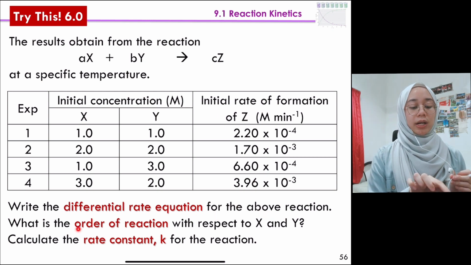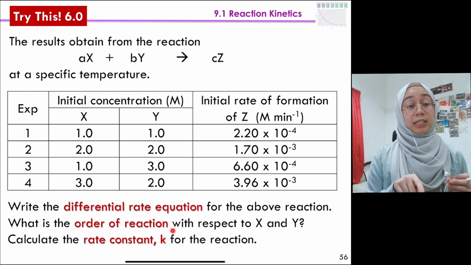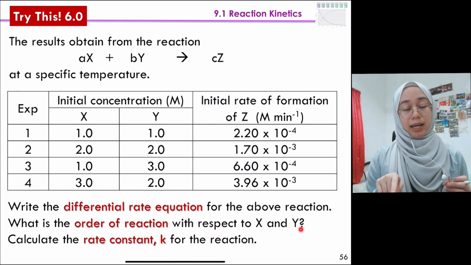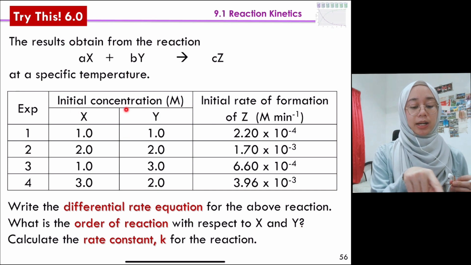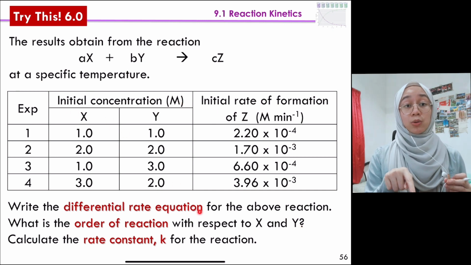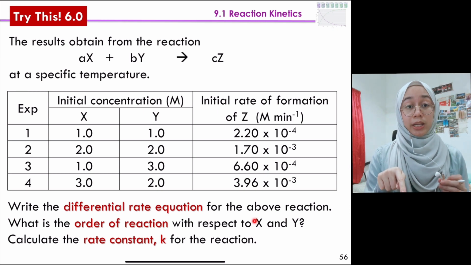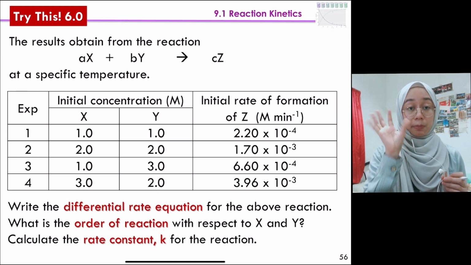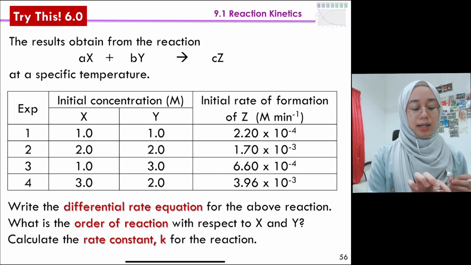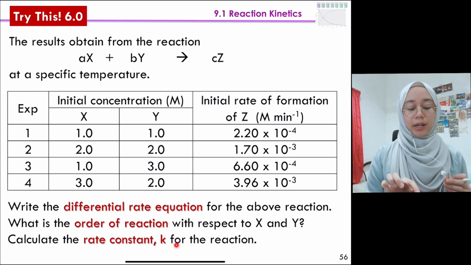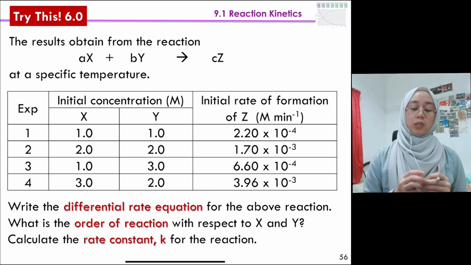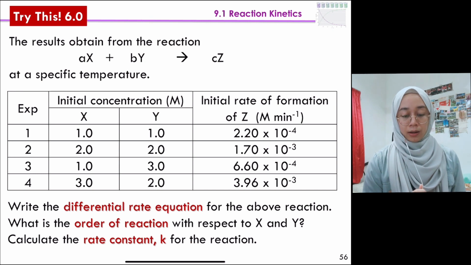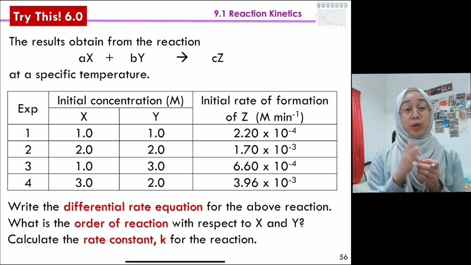Okay, and then the second one is, what is the order of reaction with respect to X and Y? So this you need to find. First write the rate law with the orders you don't know yet, and then determine the orders later. And lastly, you need to calculate the rate constant K for the reaction. For this one, Miss will help you. The rate constant here, you want to find the value of K later.